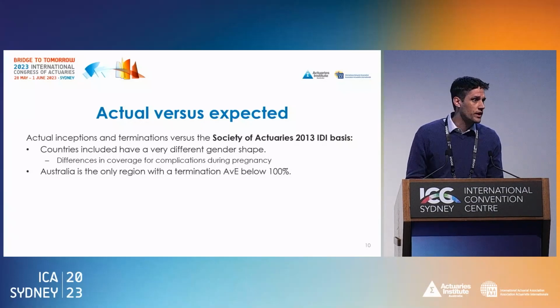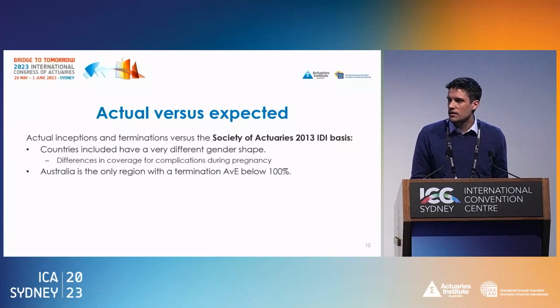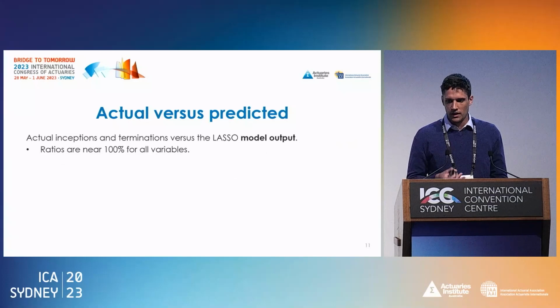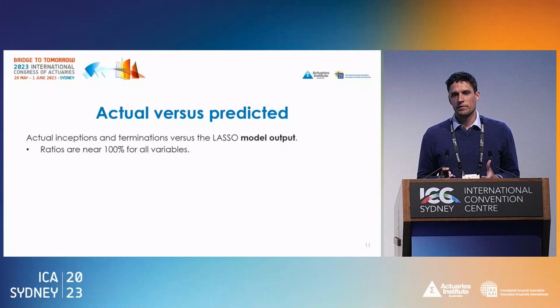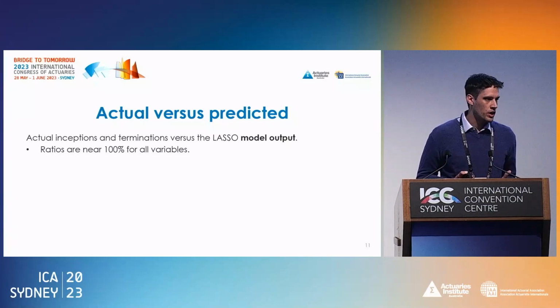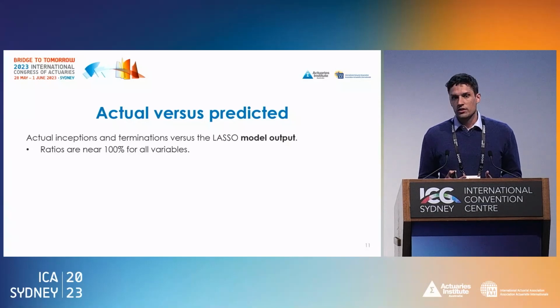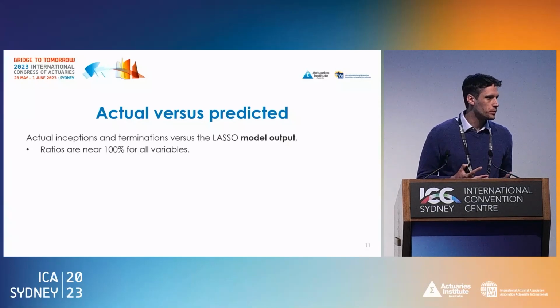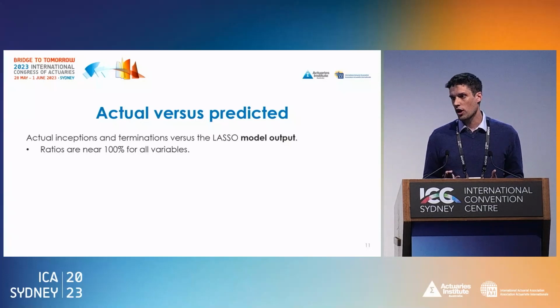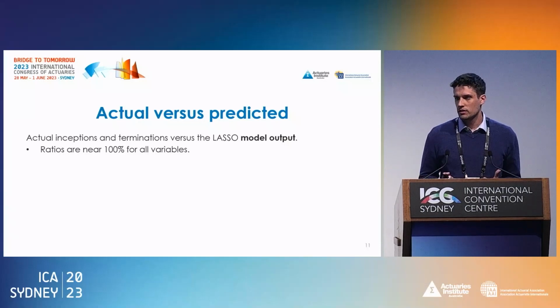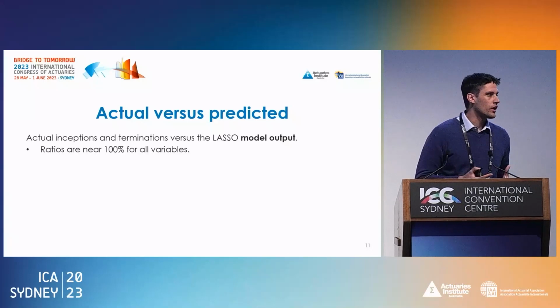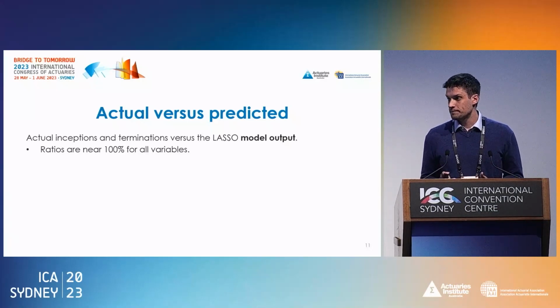We also, if we look at the terminations experience, what we did see in this analysis is Australia was the only region with an actual versus expected ratio of less than 100%. So we knew that the underlying expected basis wasn't representative of the experience, and that normally gives us an indication that we would need to apply some modeling. As I've mentioned, we used lasso regression for the modeling, and we did an actual versus predicted analysis to assess whether the model fits well or not. The good thing is the actual versus predicted ratios were near 100% for all the rating factors, and what that tells me now is we can rely on the model results, and we can start going into the insights.